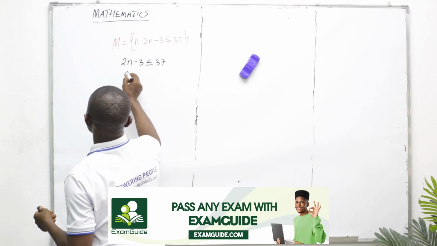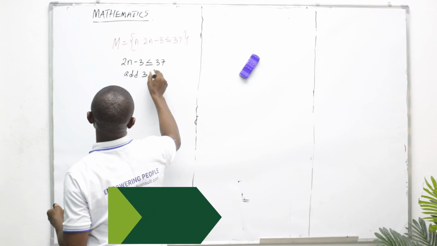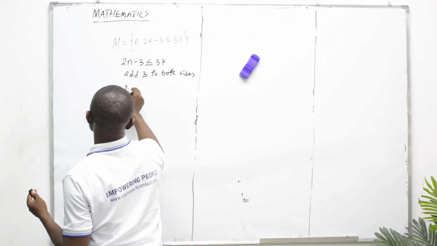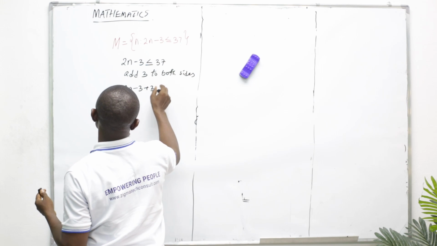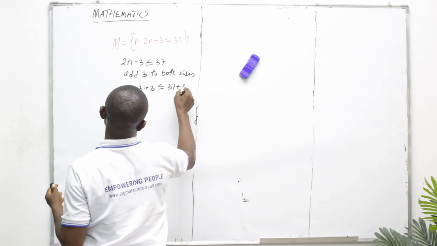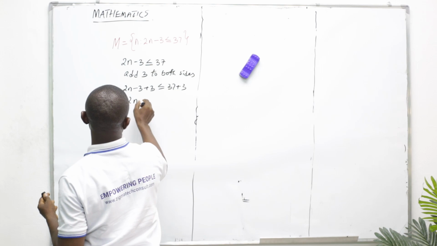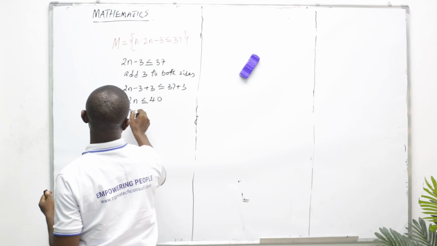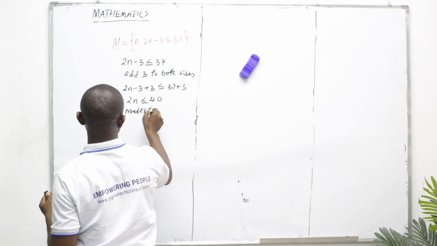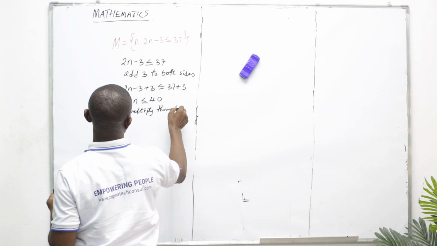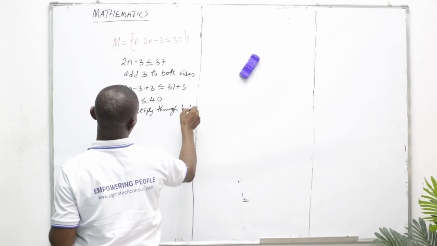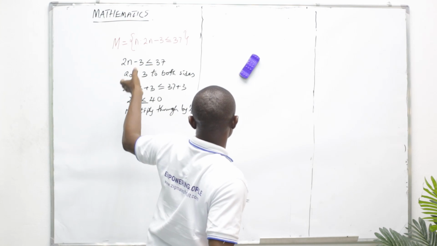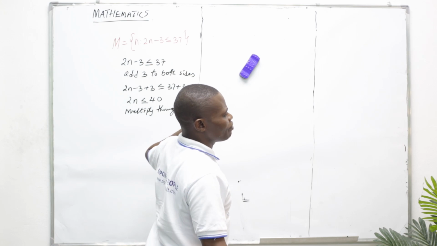Meaning, if I add 3 to both sides, I will have 2n minus 3 plus 3 less than or equals 37 plus 3. So I will now have 2n less than or equals 40. Multiply through by 1 over 2. The reason for multiplying through by 1 over 2 is that it's the multiplicative inverse of the coefficient 2 in 2n.